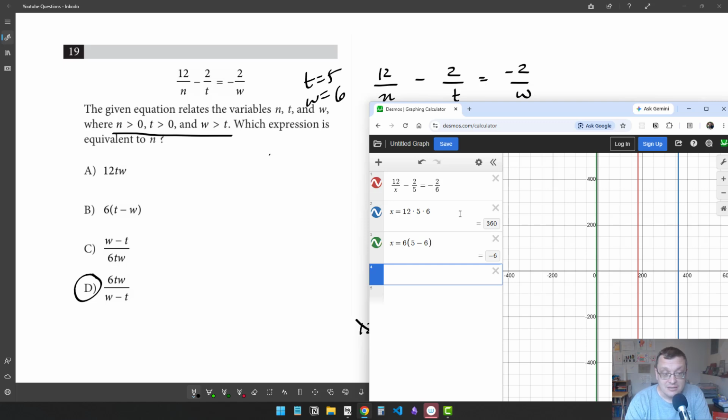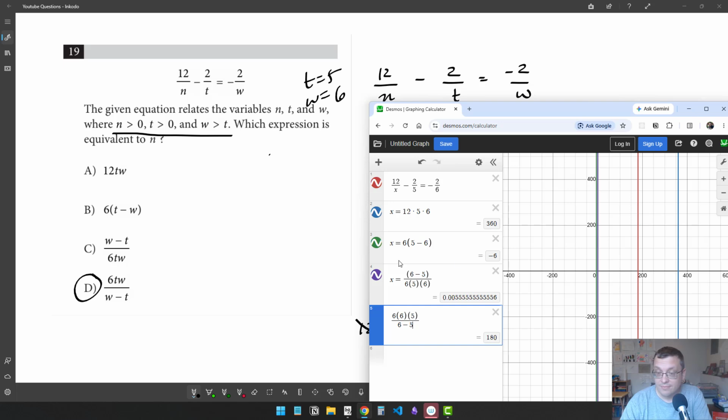How about C, x equals w minus t. So 6 minus 5 over 6 times 5 times 6. I don't think this is going to work. Nope. So hopefully choice D works, right? 6 times t and w, 6 times 5 over 6 minus 5. And this has got to equal x. Okay, so yeah, we get 180.